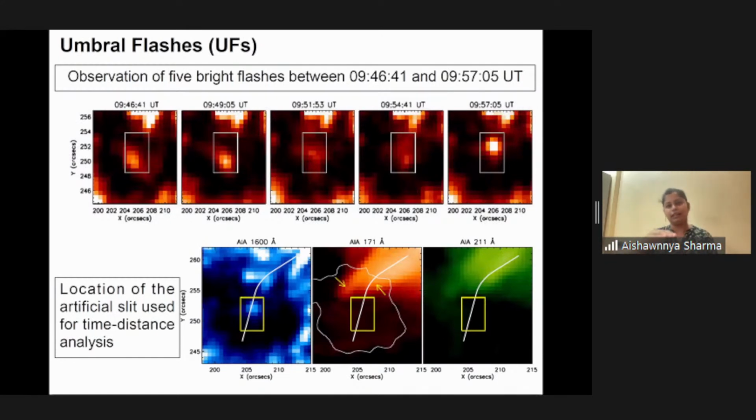Umbral waves propagate along the umbra to the outer sunspot area. And finally, in the coronal counterpart, the upper atmospheric part of the sunspot, we have these fan loops and we have these coronal waves.